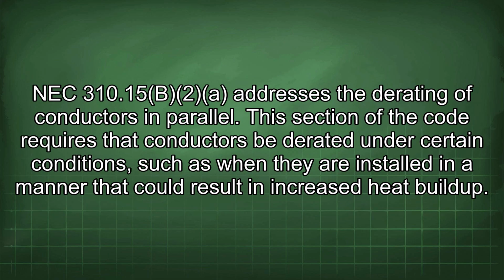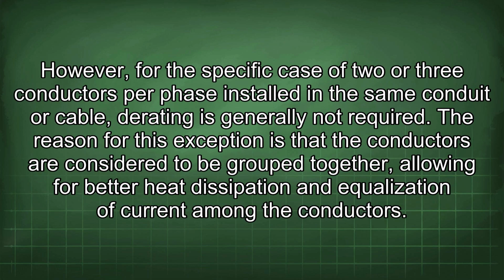NEC 310.15(B)(2) addresses the derating of conductors in parallel. This section of the code requires that conductors be derated under certain conditions, such as when they are installed in a manner that could result in increased heat buildup. However, for the specific case of 2 or 3 conductors per phase installed in the same conduit or cable, derating is generally not required. The reason for this exception is that the conductors are considered to be grouped together, allowing for better heat dissipation and equalization of current among the conductors.